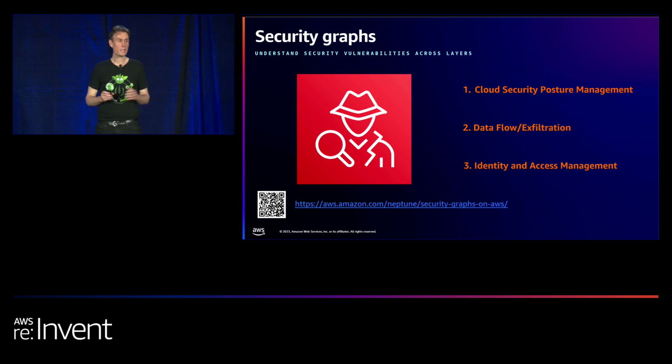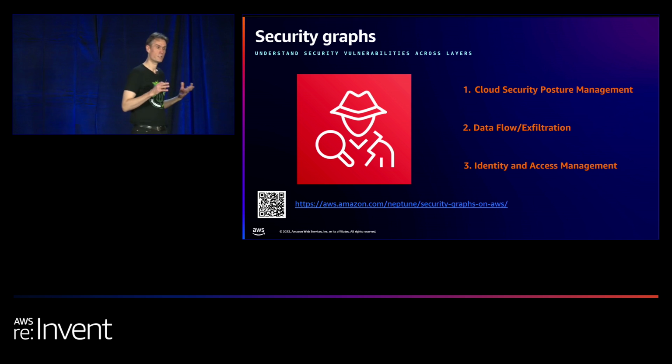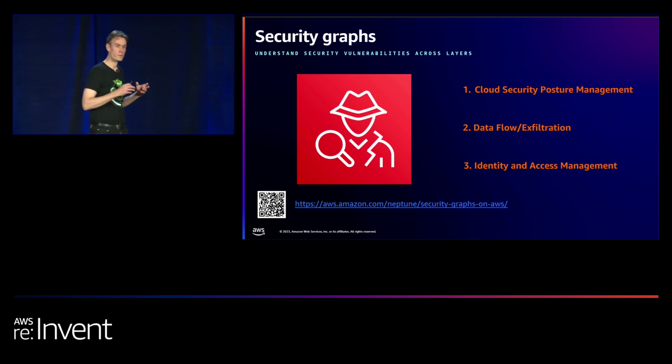And then the fourth and last use case that we see are security graphs. Also a classic graph use case. Security is often related to how things are connected and resources are connected. We see customers doing cloud security posture management, various kinds of exfiltration detection, and many, many different identity and policy kinds of use cases.